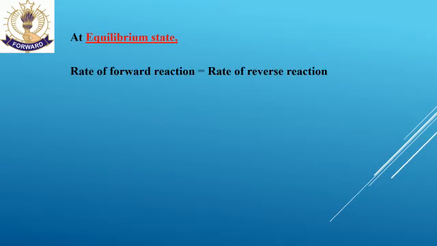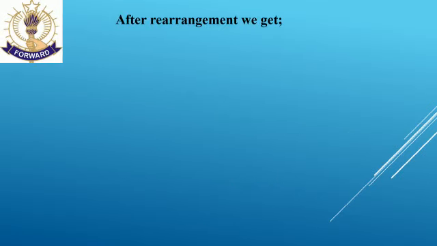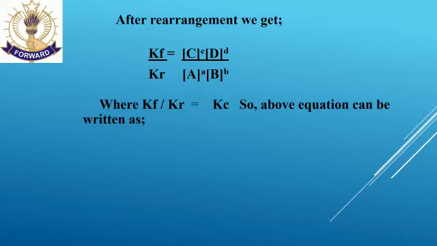Now dear students, at equilibrium state the rate of forward reaction equals the rate of reverse reaction. Therefore we can write Rf equals Rr. Now putting the values in the above equation number 3, we get Kf [A][B] equals Kr [C][D]. After rearrangement, we get the ratio Kf over Kr equals [C][D] divided by [A][B]. As the ratio of Kf over Kr equals Kc, the above equation can be written as Kc equals [C][D] divided by [A][B].